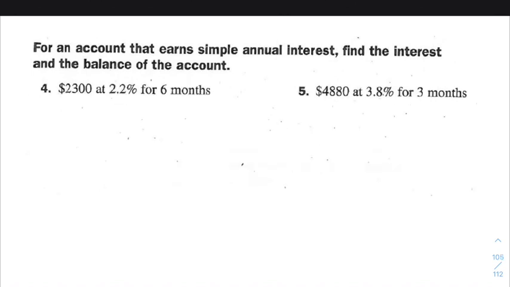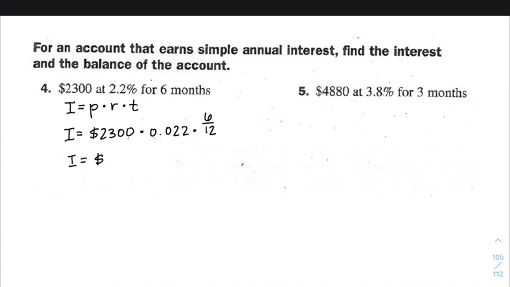On number 4, we have $2,300 at 2.2% for 6 months. We're going to start by writing our simple interest formula. The principal amount is $2,300. The rate is 2.2%. In its decimal form, that would be 0.022. And the time is 6 months, which we need to write as a fraction over 12. To find the interest, we need to multiply our values together. This is going to give us $25.30. So the interest earned on the account would be $25.30.